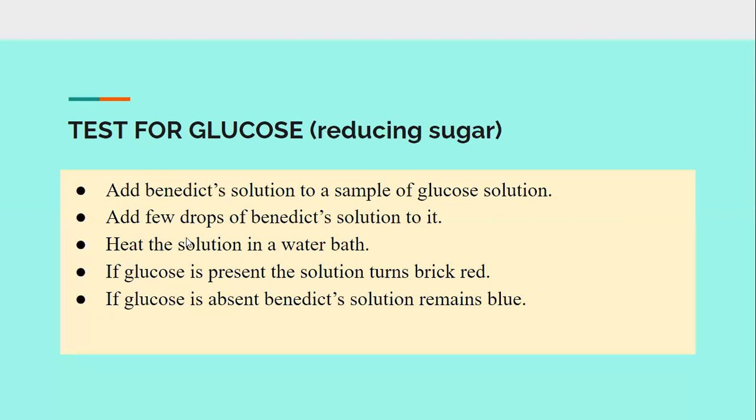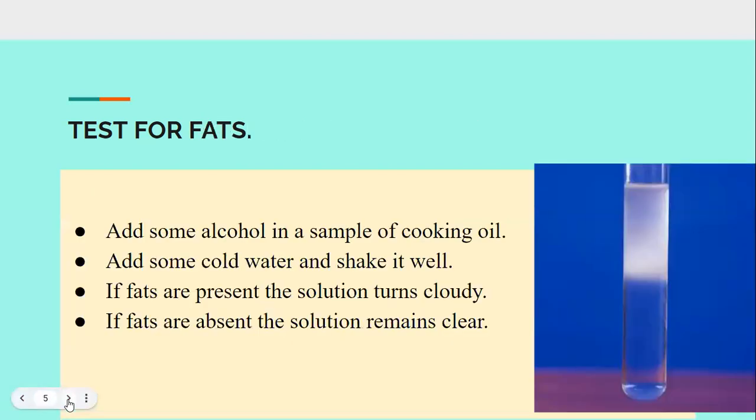So this is the test for glucose. Add Benedict solution to a sample of glucose. Add a few drops of Benedict solution. Heat the solution in a water bath. If glucose is present, the solution turns brick red, or else it remains blue.